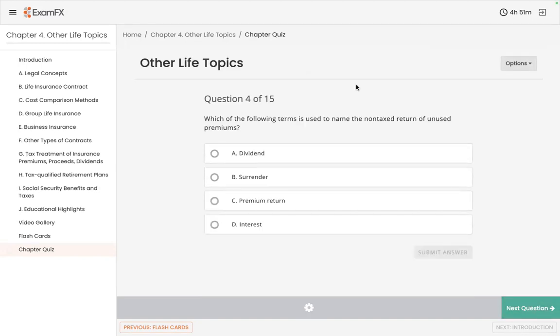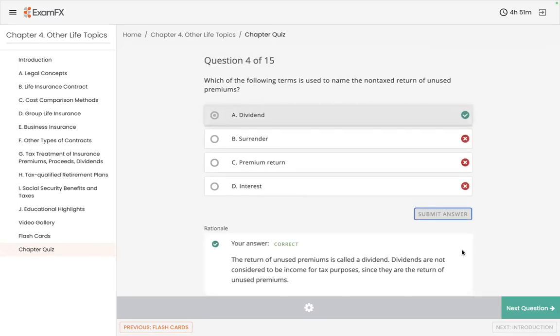Which of the following terms is used for the non-taxable return of unused premiums? Dividend, surrender, or premium returns? Dividends are a refund of unused premiums.